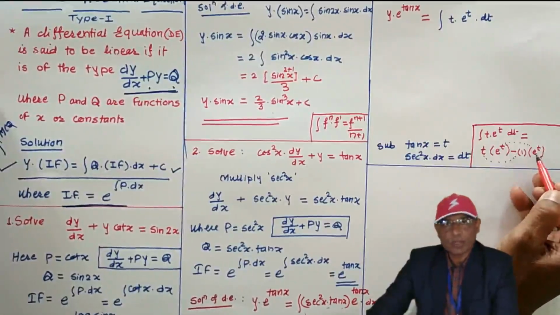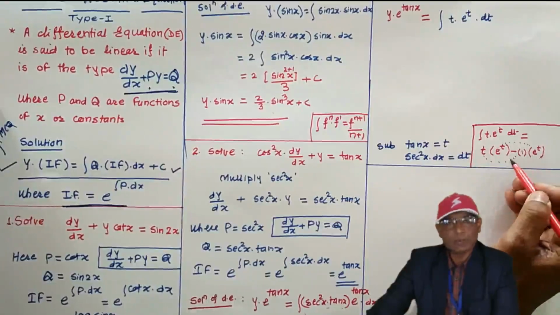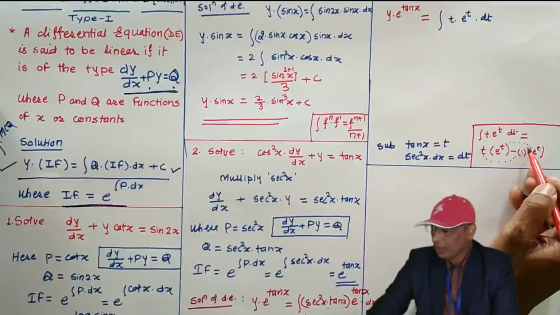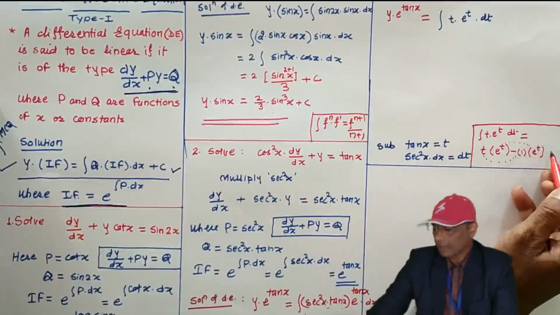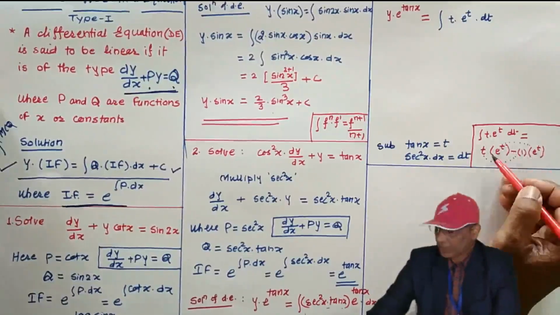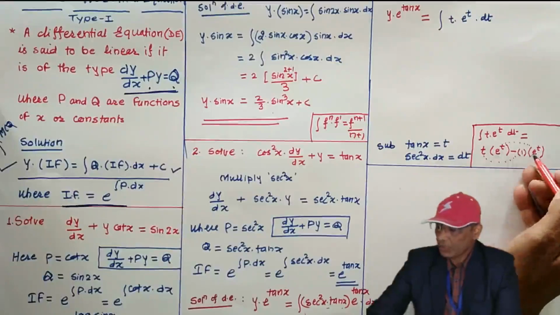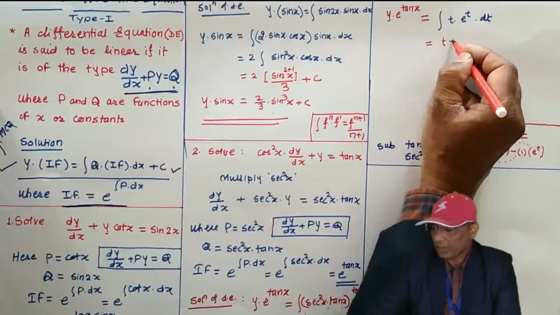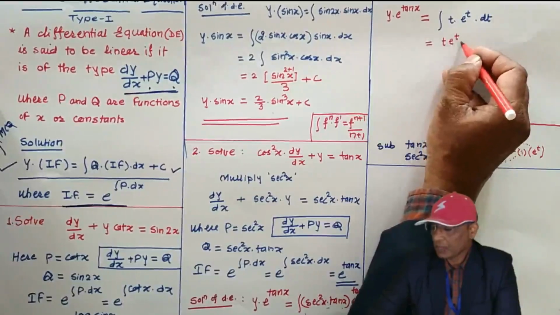Plus and minus signs occur alternately when you use generalized integration by parts. The derivative of 1 will be 0, then the rest of the terms will be 0. The series is terminated here. Now t e to the power t minus e to the power t is the integral of this. See, the integral of t e to the power t is t e to the power t minus e to the power t.